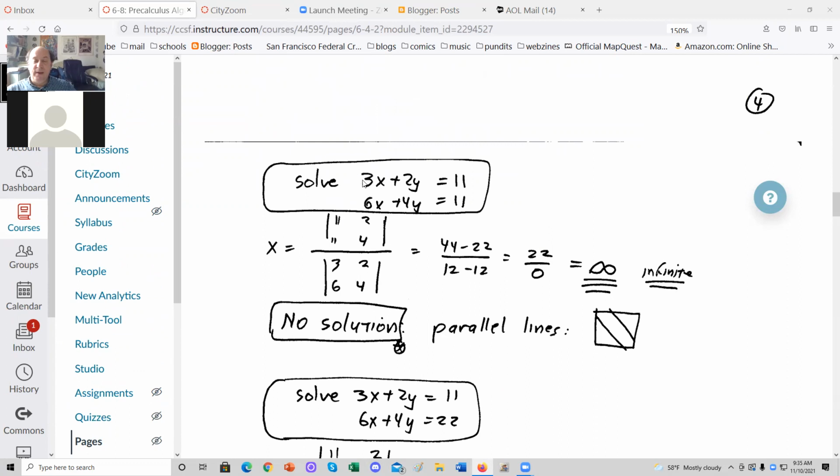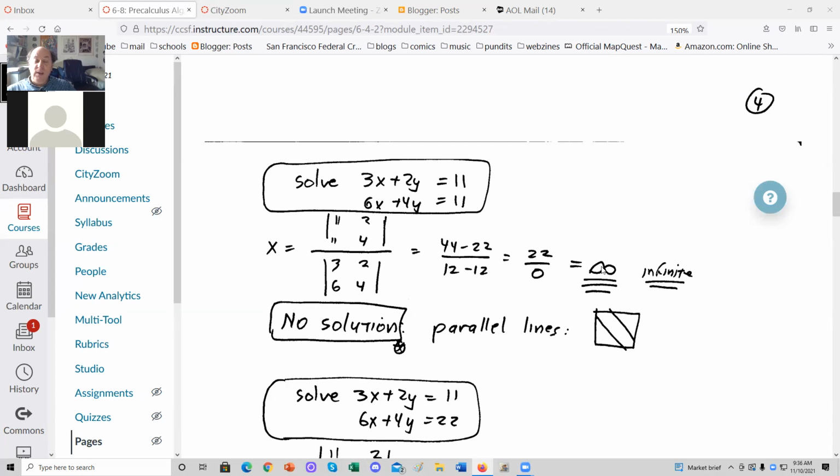Here we have 3x plus 2y equals 11, 6x plus 4y equals 11. So the coefficient matrix is 3, 2, 6, 4. And we put 11, 11 in the first column. So 11 times 4 is 44, minus 11 times 2 is minus 22. In the denominator, 3 times 4 is 12, minus 6 times 2 is 12. Whoops, 12 minus 12 is 0. You get 22 over 0, which is infinity.